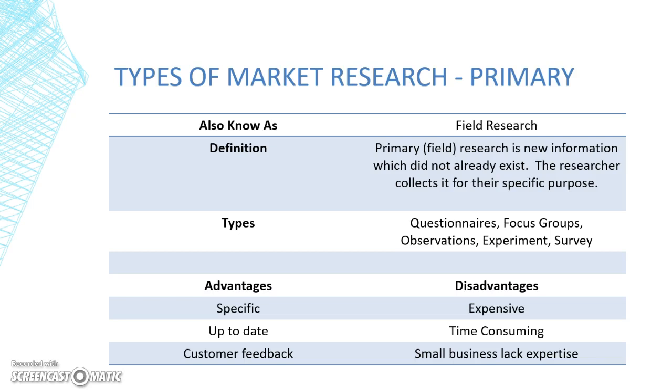The advantages of primary research is it's going to be specific. You've asked the questions, you decided what type of research you were going to do, therefore it should be very specific to your own business. It's as up to date as when you did it. So if I ask the questions today and I find out the answers, then it's bang up to date.